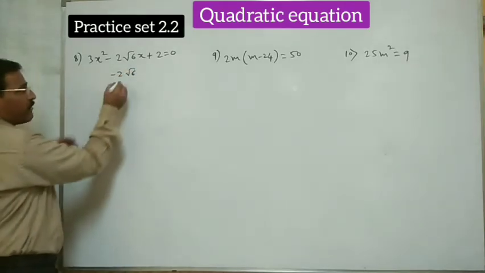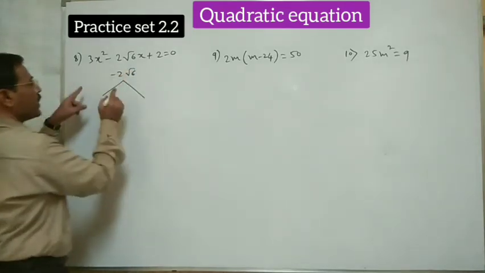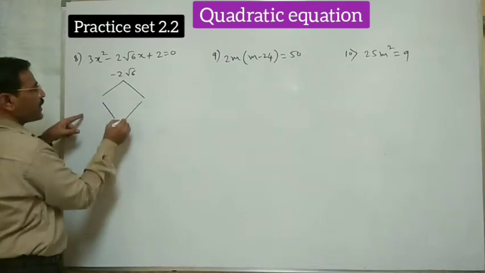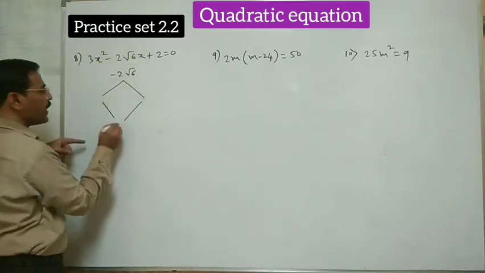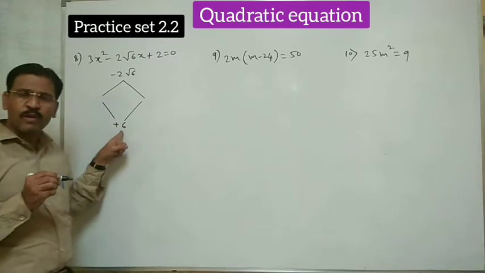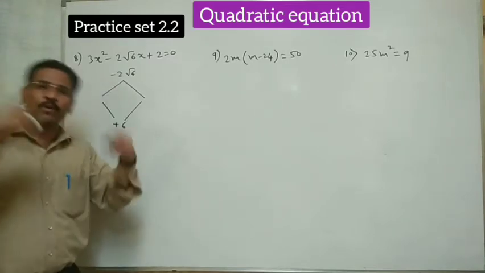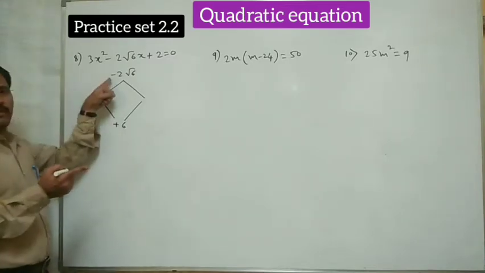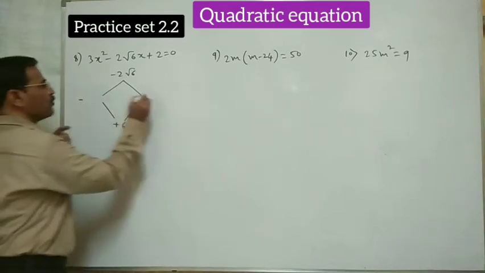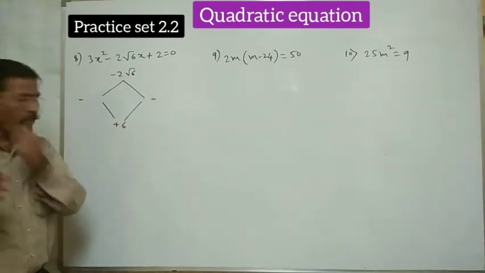We have to split that one. Here the product is what? 3 twos are 6, plus 6 we will take. Plus means what? Both are either minus minus or plus plus. It is repeated upon this one. Because of this minus, both should be negative. Okay friends? Now look here.